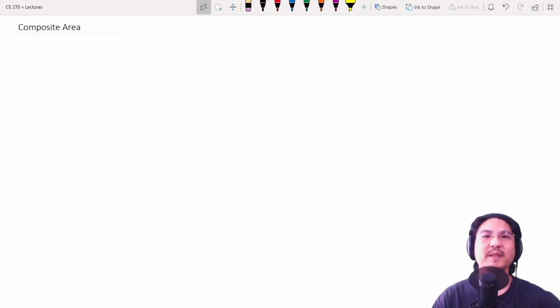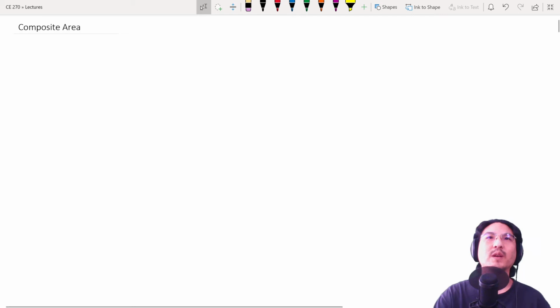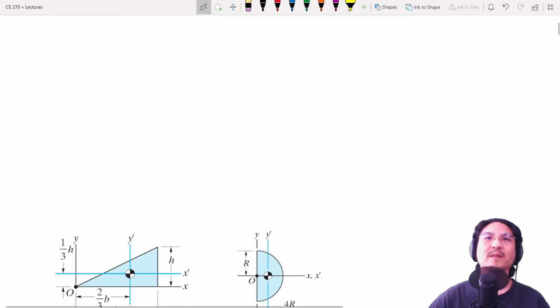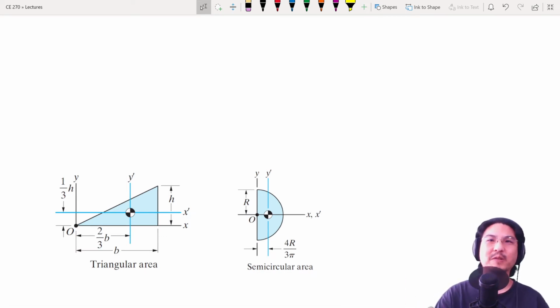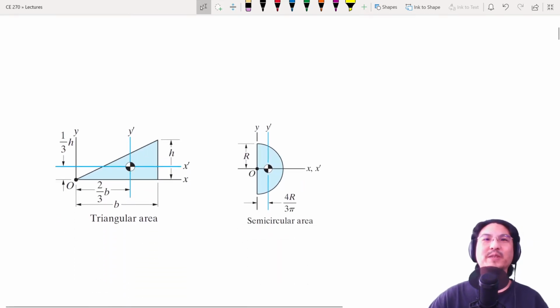Everybody, this video is about finding the centroid of a shape that's a composite of other shapes. In the appendix, you're going to have the centroids for common shapes, like rectangle, circle, triangle, semicircle, things like that. So then you don't need to integrate, you just have it right there in the appendix.